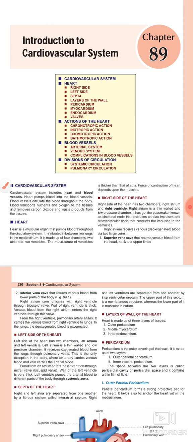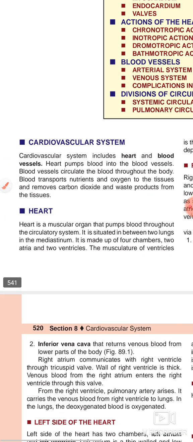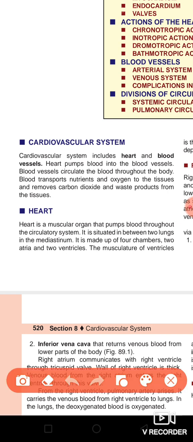So now let's start. The cardiovascular system, here you can see it is written, includes the heart and your blood vessels. So what is the function of your heart? The heart is going to pump your blood into your blood vessels, and the blood vessels circulate this blood into your whole body. The function of the blood is to transport all the nutrients and all the oxygen to all the cells which need them. Okay, and it also removes the carbon dioxide and waste out of every cell.